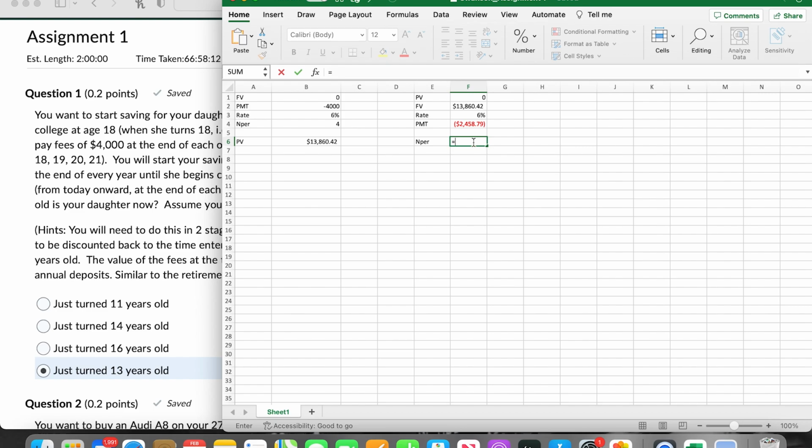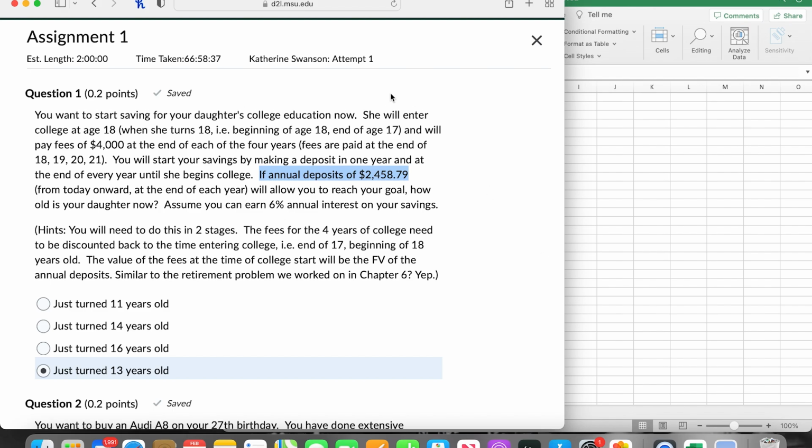So equals NPER. So 6% rate, payments of that 2,000 number, initial value of 0 for a final value of this amount, 4.999. Okay, so about 5 periods. So 18 minus 5 equals 13. So she would be 13 years old, so just turned 13 years old.